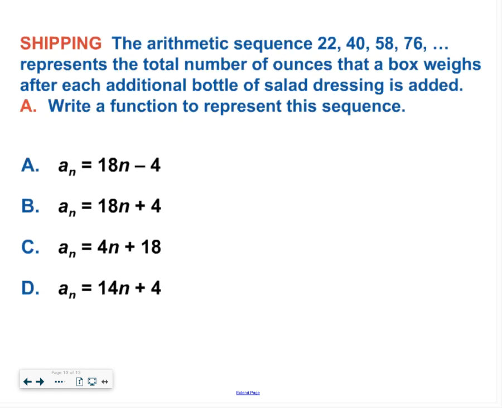Go ahead and solve this last one on your own, see how you do. Hopefully you said a sub n equals 18n plus 4, but if not, be sure to ask for some help.